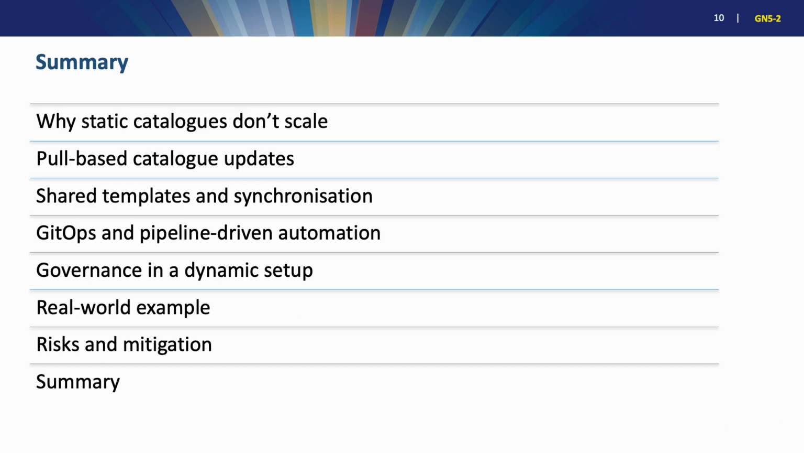In this part, we explored what it means to move from slow manual catalog updates to a dynamic self-updating system. We discussed why manual methods don't work well in federated setups and how using a pull-based approach gives teams more control and flexibility. We saw how shared templates help make reuse safer, how GitOps adds automation and tracking, and how good governance keeps everything reliable. Real examples showed the benefits, and we also talked about the risks and why it's important to manage them carefully.